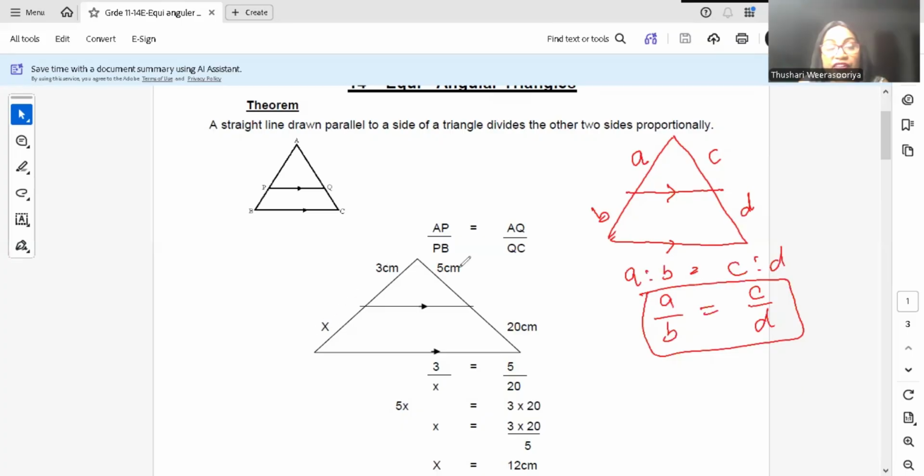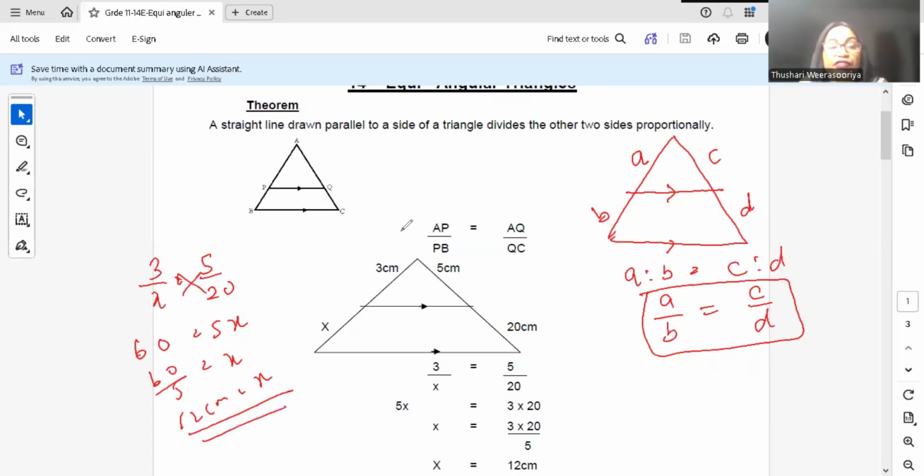Look at this example. This side is 3 centimeters, x and 5 centimeters, and these two are parallel. Then according to the theorem, we know these two are proportional to each other. 3 over x equals 5 over 20. Then we can find the x value. You can do the cross multiplication. That is 60 equals 5x. Then x equals 60 divided by 5. That is 12 centimeters.